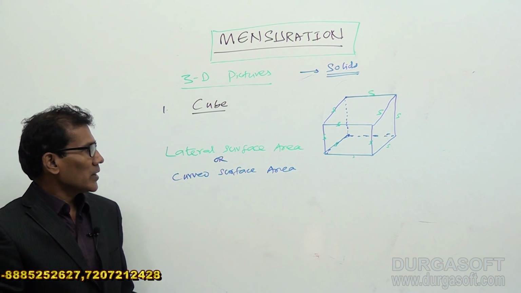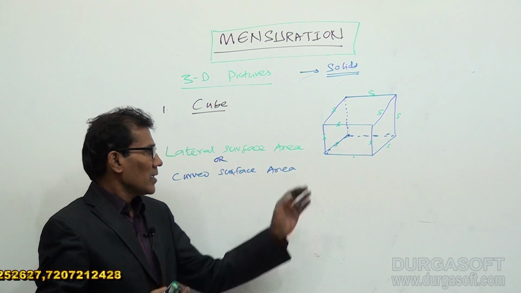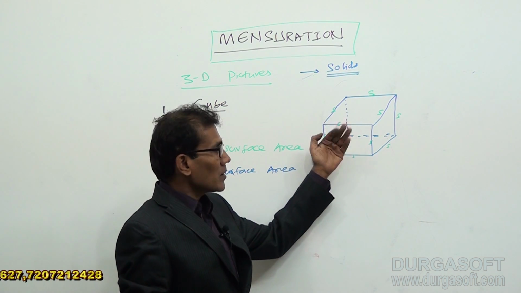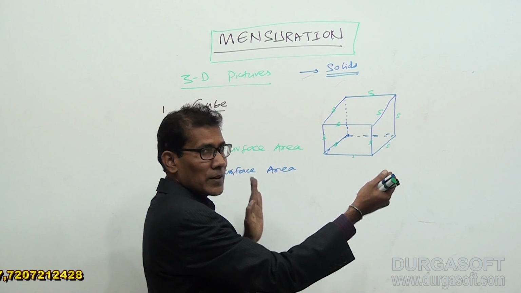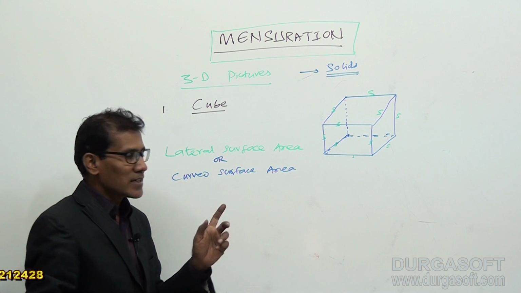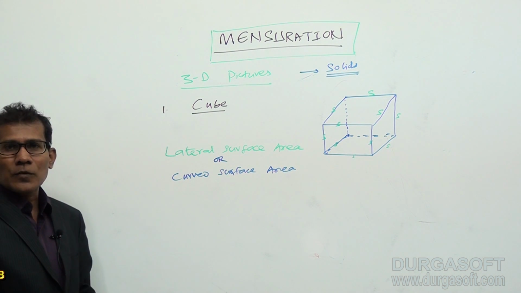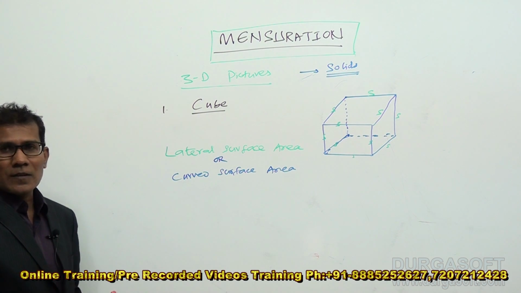Looking at the figure, we are going to find the area. If you exclude the top and bottom, how many squares are around? Here one front face, one back face, one left side face and one right side face. Total 4 sides are there. Each side is a square. So adding up the areas of all 4 squares, you will get the curved surface area.